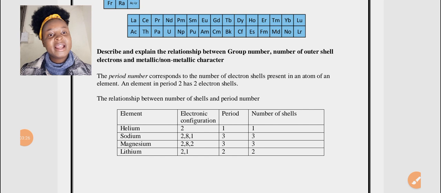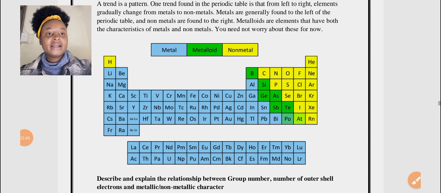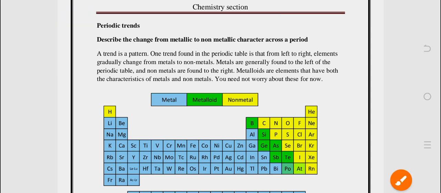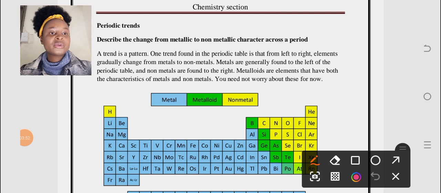So I've got some elements here where they want to show us the relationship between number of shells and the period number, right? Now we have helium with only 2 electrons. Where do we find helium? Period 1, and it has got one shell. Let me show you where helium is on the periodic table. Helium, it's He. There is helium.